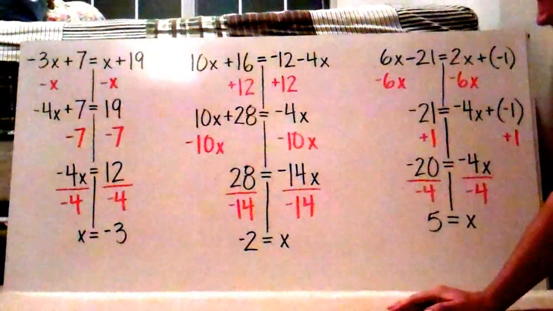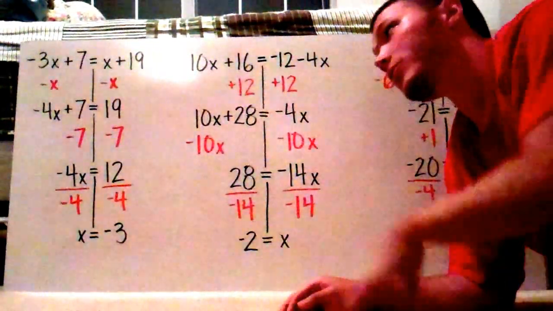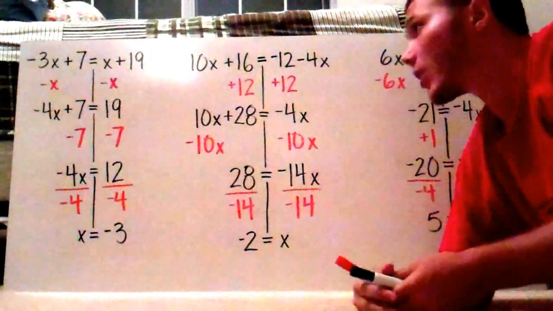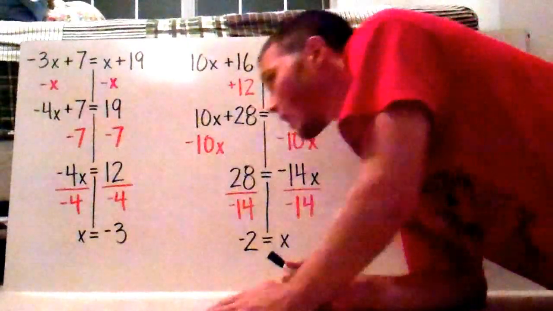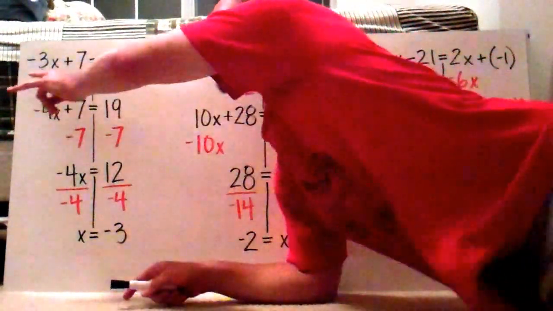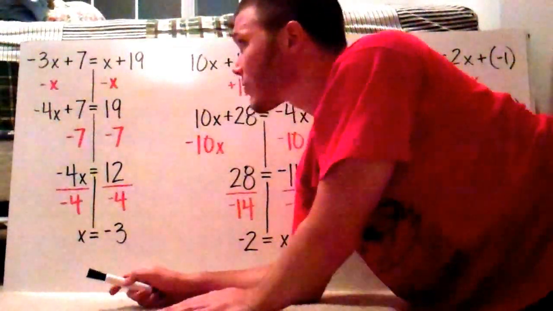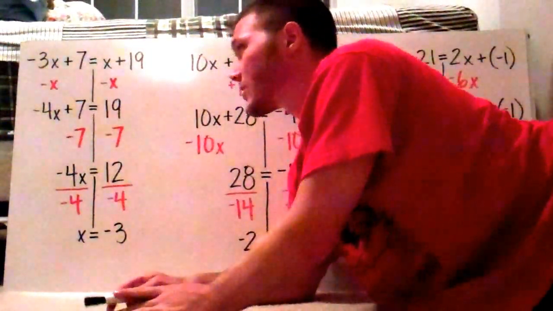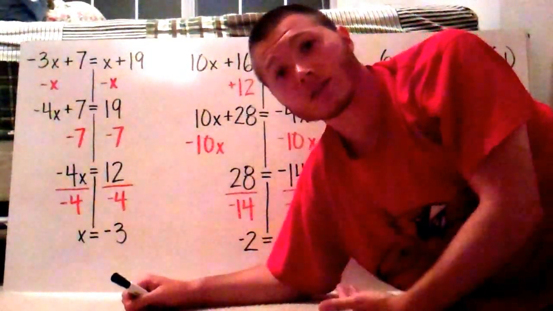So, remember, make sure you're listening to my voice, not just writing this stuff down, okay? Because I'm going to explain what I did here. First, here's our equation. Negative 3x plus 7 equals x plus 19. Remember, we're trying to figure out what x equals, okay?